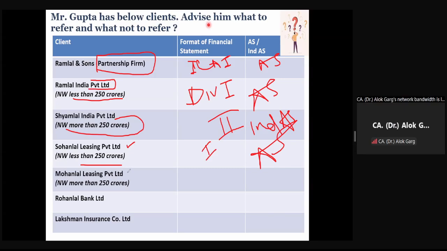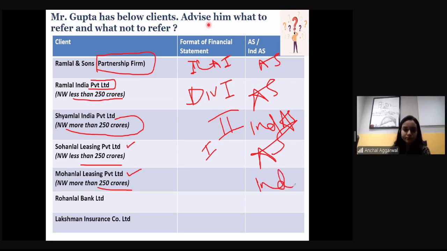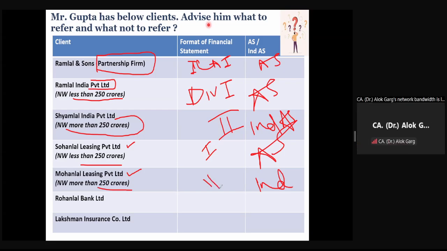Mohanlal Leasing Private Limited, an NBFC company whose net worth is more than 250 crores. Which is applicable, AS or Ind AS? Ind AS is applicable in this case. If Ind AS is applicable, then Division 3 will be applicable here.